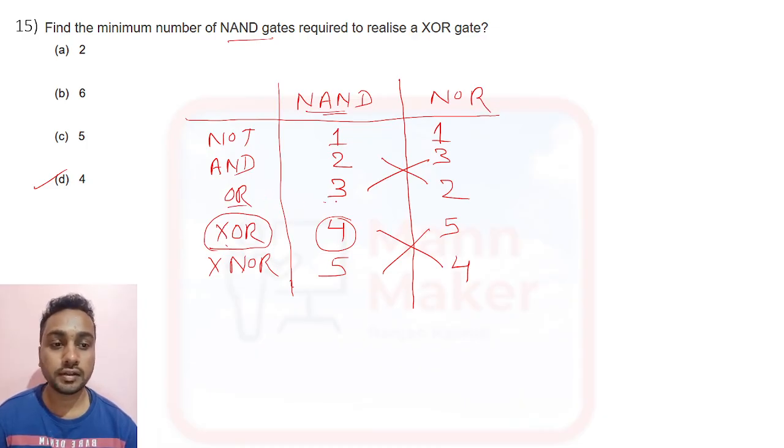So for an OR gate, 3 NAND gates will be required. Answer will be 3. If they ask how many NOR gates are required to make an AND gate, this is again 3. Like this you have to give the answer. So remember this table for realization of any gate.